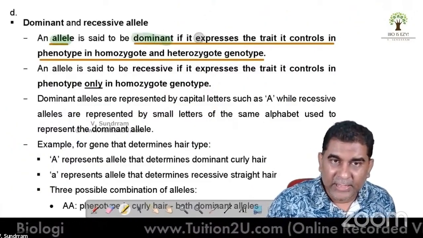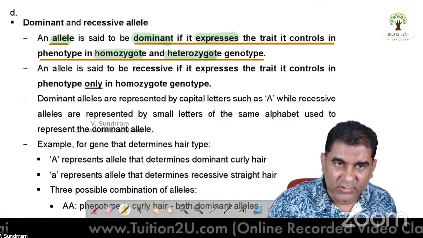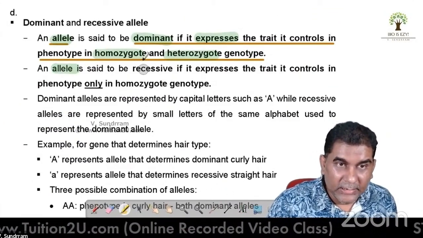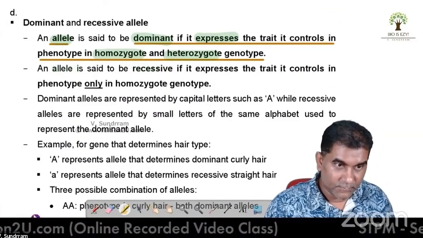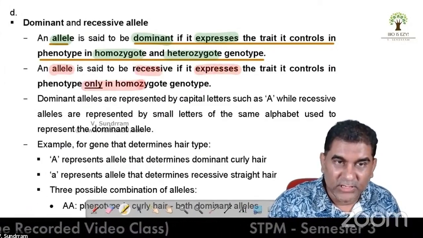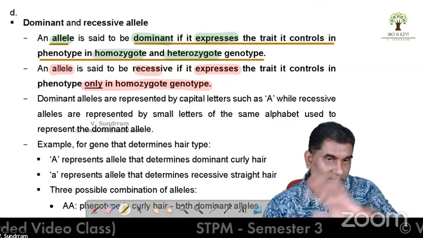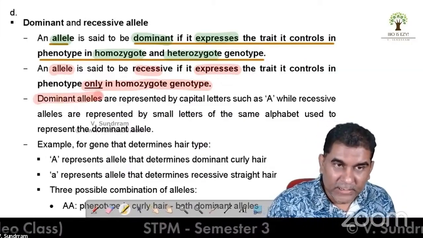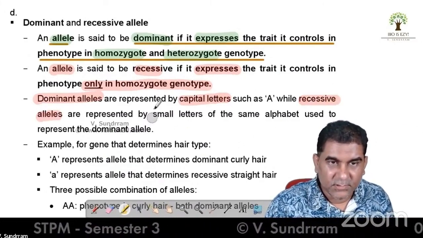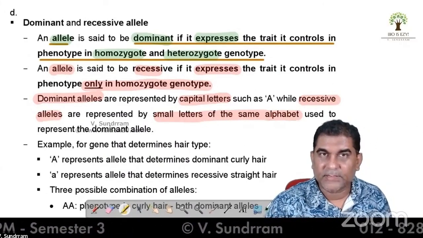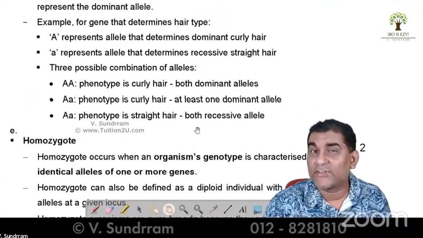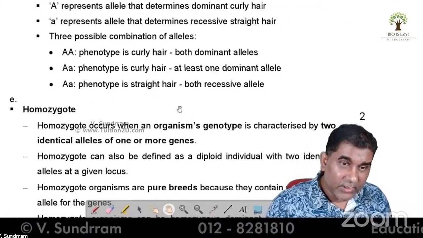Allele dominant, express in homozygote, heterozygote. Allele recessive, express only in homozygote. Hetero cannot. Dominant allele, capital letter. Recessive allele, small letter of the same alphabet. These are examples of allele. These are examples of all the different combinations. Earlier I already gave. Homozygote.